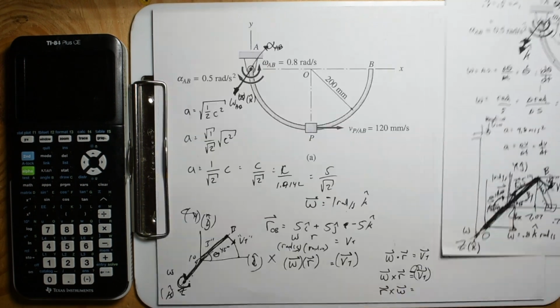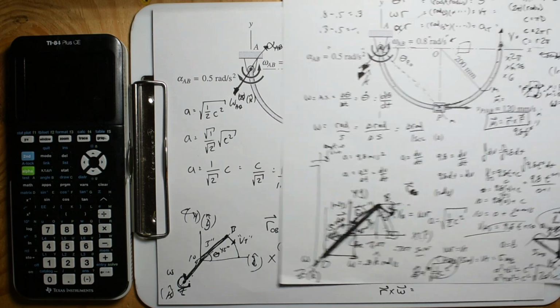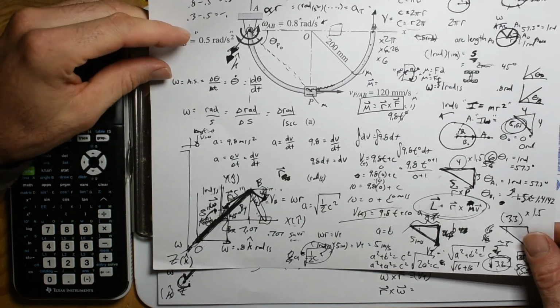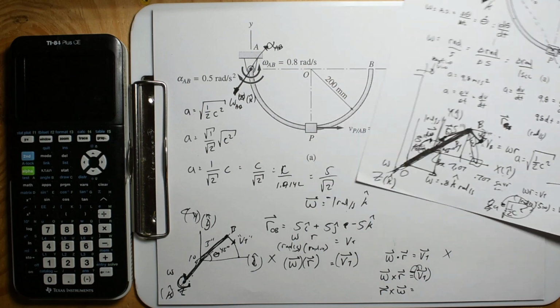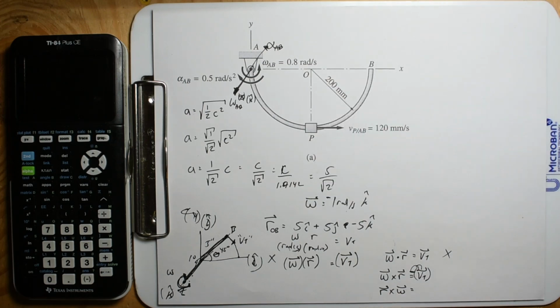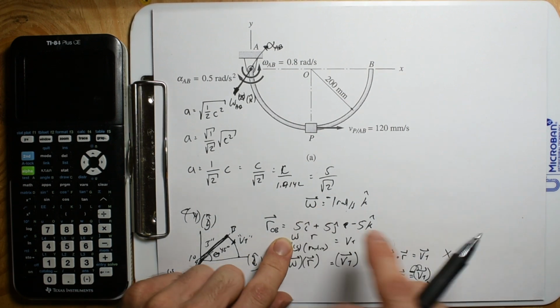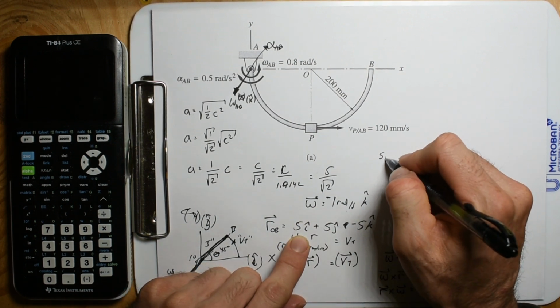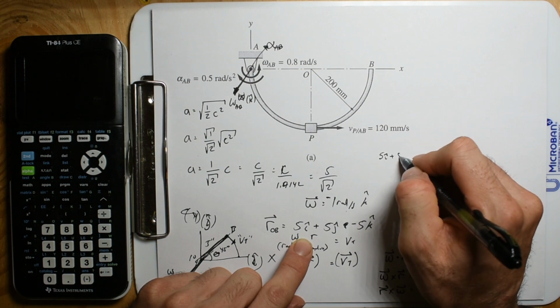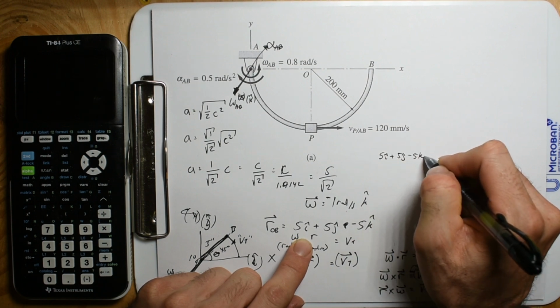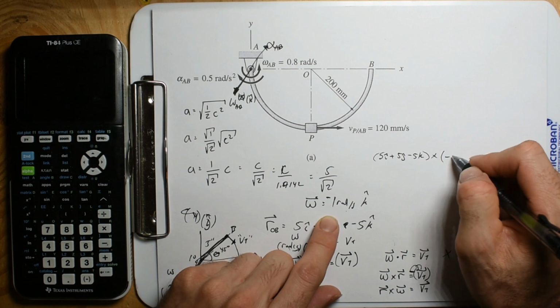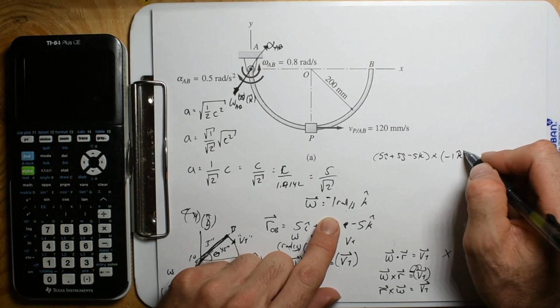All right, I'm still enjoying myself on this one. We haven't gotten very far. But I do know now that r cross omega is going to be my tangential velocity, and it's a vector. So let's do that one. We're going to have this r and this omega cross. So we're going to have 5i plus 5j minus 5k crossed with negative 1 k hat.